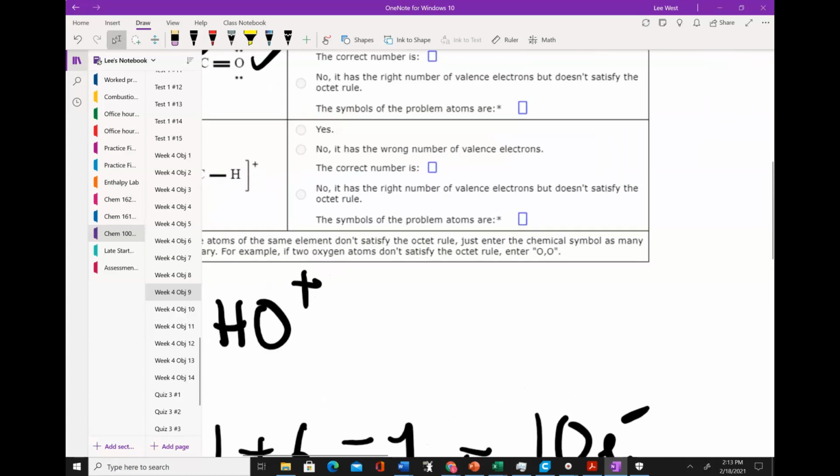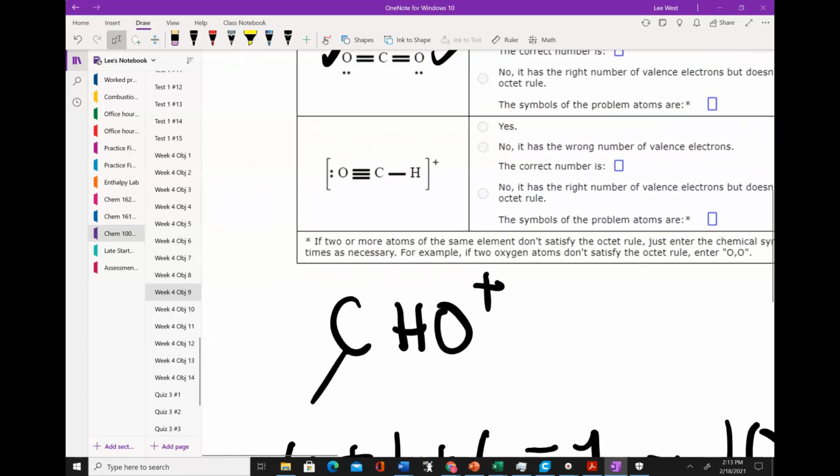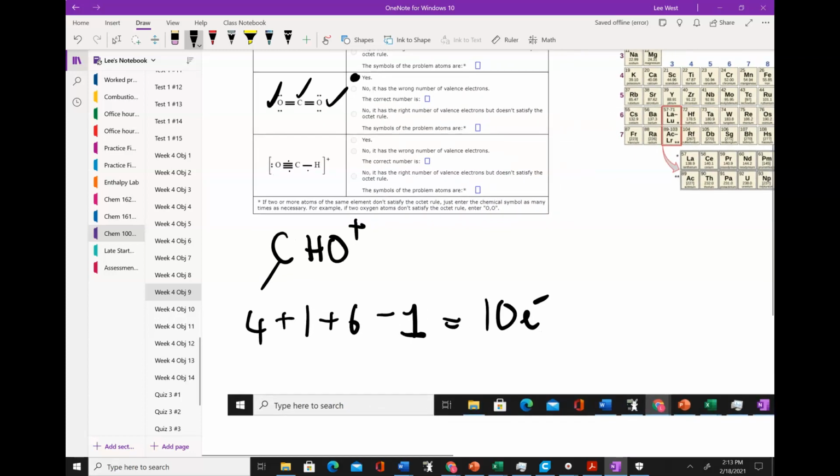So does it have 10 electrons? 2, 4, 6, 8, 10. It does have 10 electrons, okay? So it's passed our first test. Our second test is every atom needs a noble gas electron configuration. So hydrogen is going to want 2 electrons, and everything else is going to want 8.